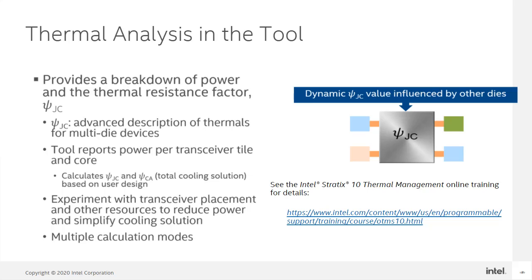A SciCA value is also reported as a goal for the design of your cooling solution. SciCA defines the total cooling solution required to keep the device's junction temperature at or below the maximum operating temperature of the device. You can use these values reported by the tool to easily experiment with different transceiver settings and placement to reduce power usage and simplify the cooling solution.